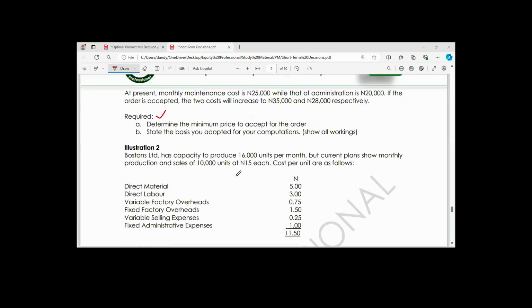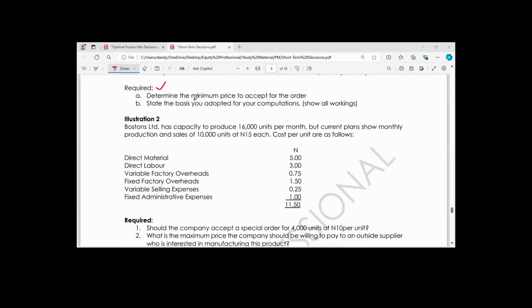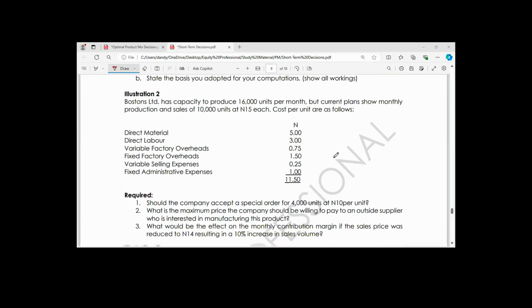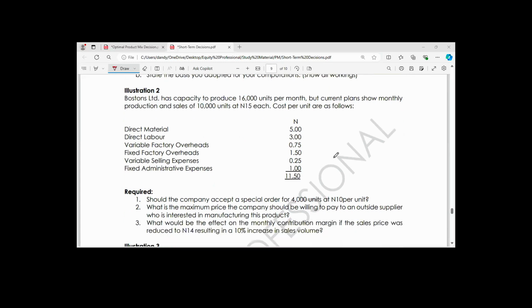So let's go to illustration number 2. Bosins Limited. Who is there to help us? Boston Limited has capacity to produce 16,000 units per month, but current plans show monthly production and sale of 10,000 units at 15 naira each. Costs per unit are as follows: direct material at 5 naira, direct labor at 10. Required.